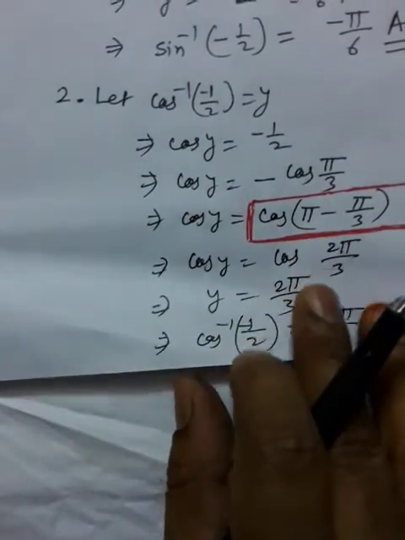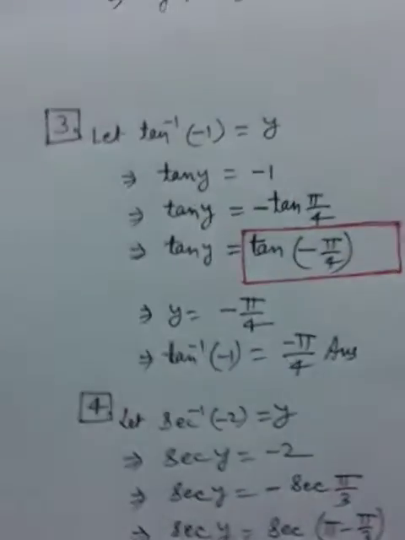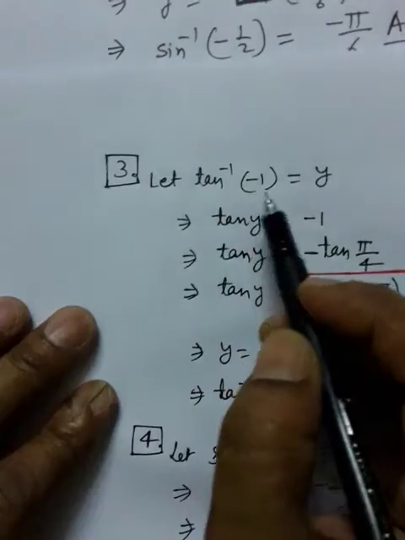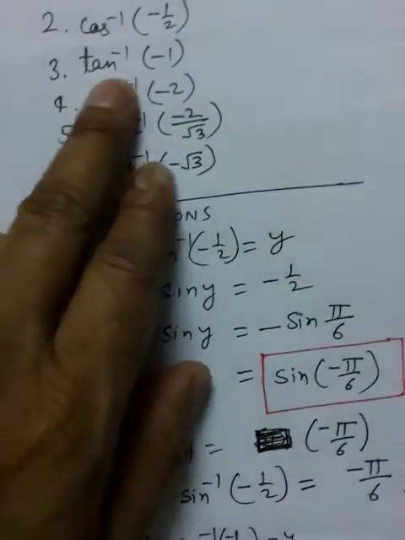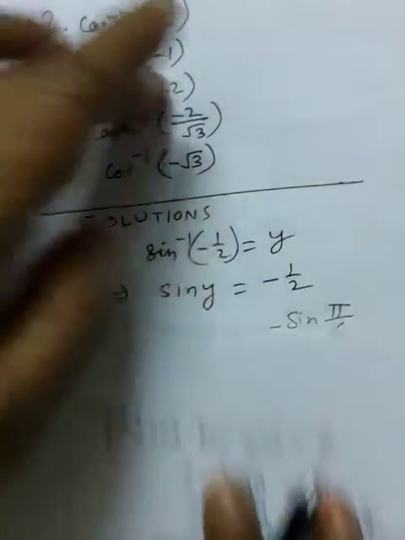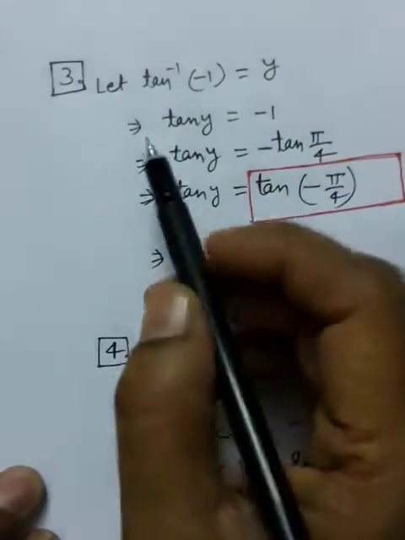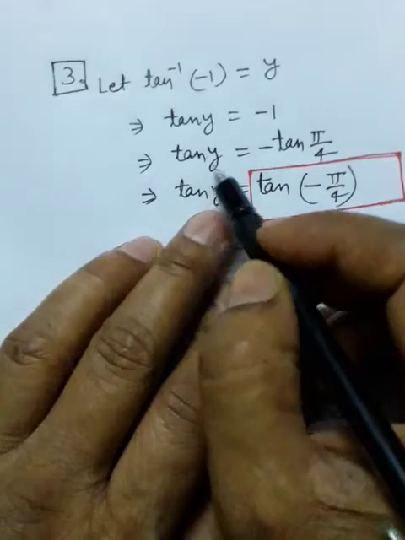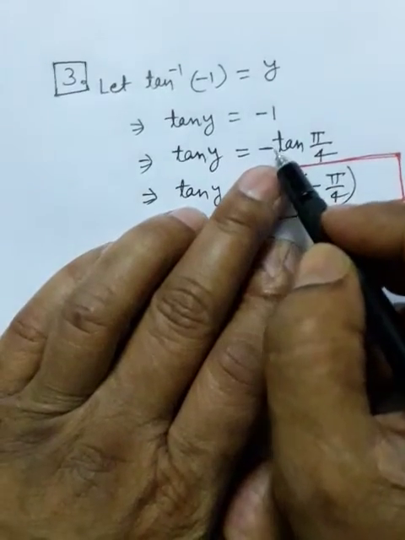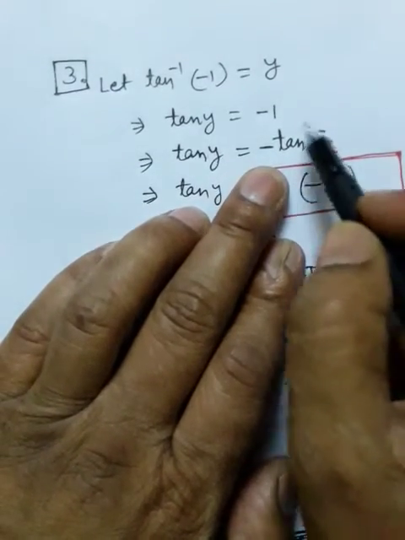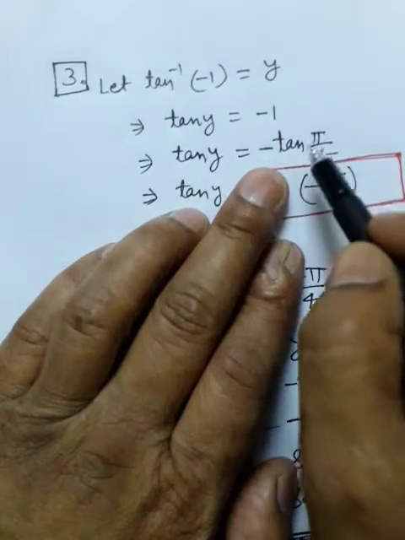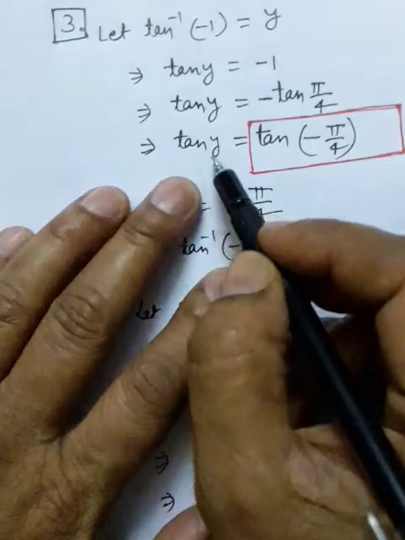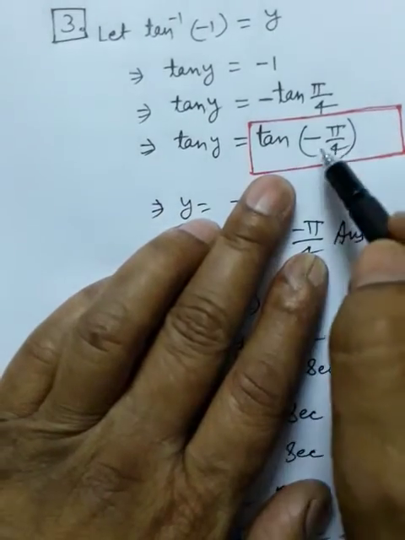Now coming to the third question. See this third question. Let tan inverse minus 1 be equal to y, because the question was tan inverse minus 1. So tan inverse minus 1 is equal to y. Let tan y be equal to minus 1. Tan y is equal to minus as it is, and for 1 you will put the value. From 10th class we know this. Minus tan pi by 4. Now tan y is equal to tan of minus pi by 4.